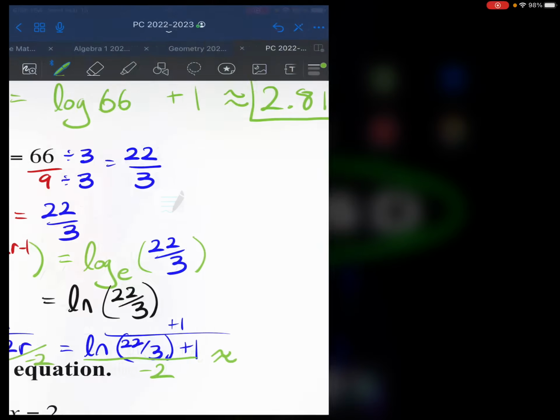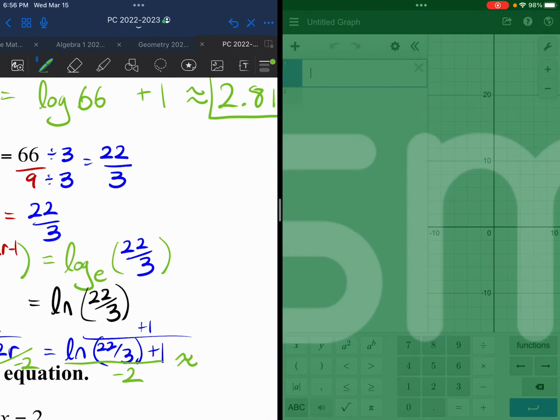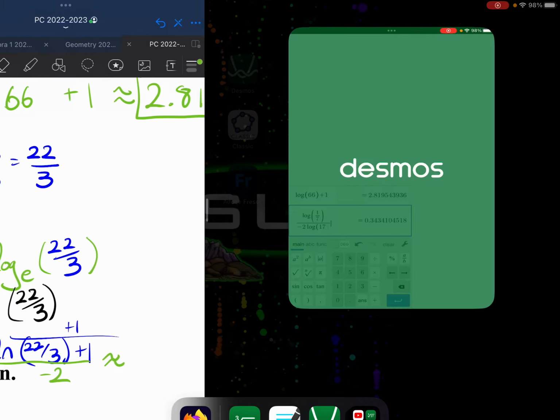Shouldn't have done split screen or full screen quite yet. I guess the calculator wants to be on the right. Oops, that's a graphing calculator. Nope, try again. I want to split to scientific.